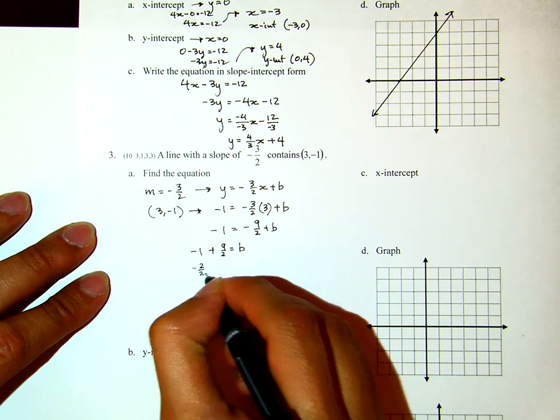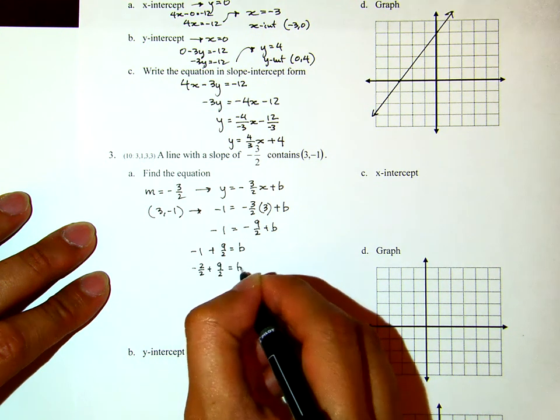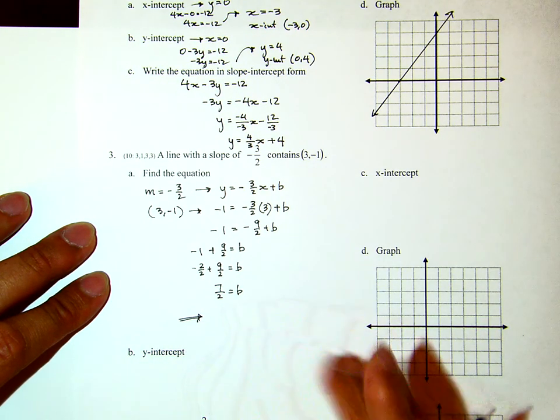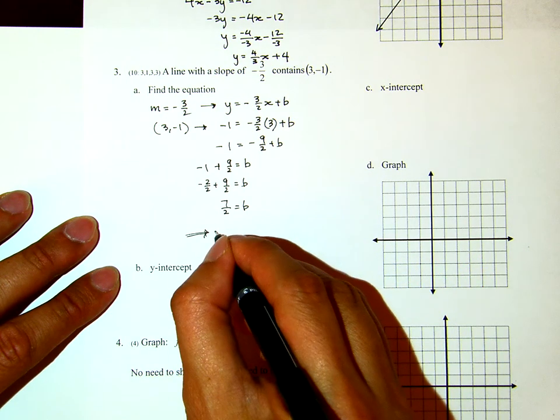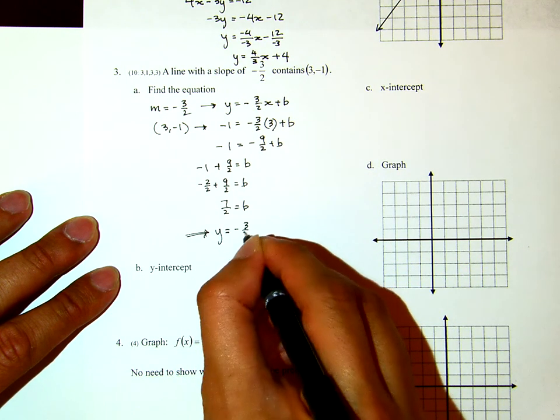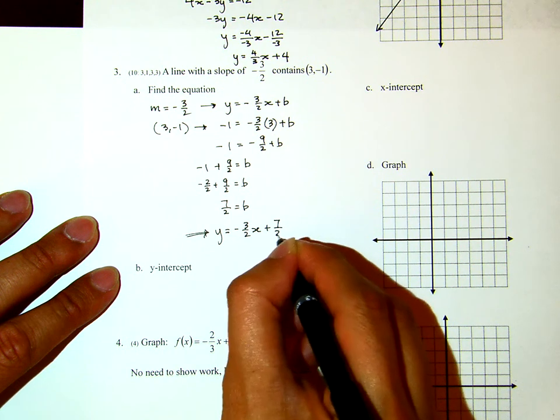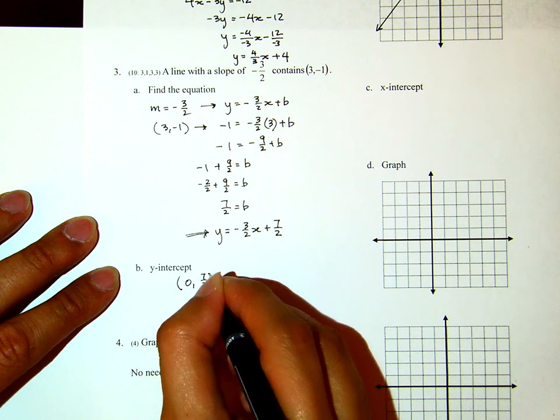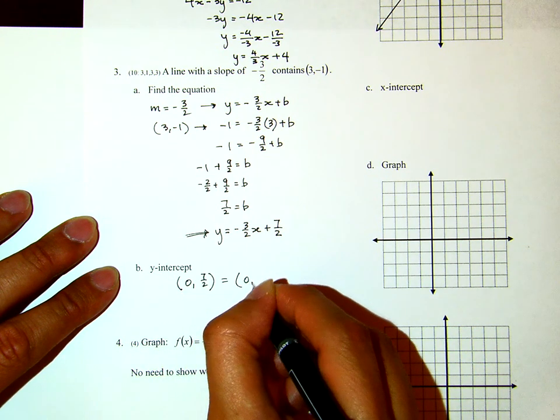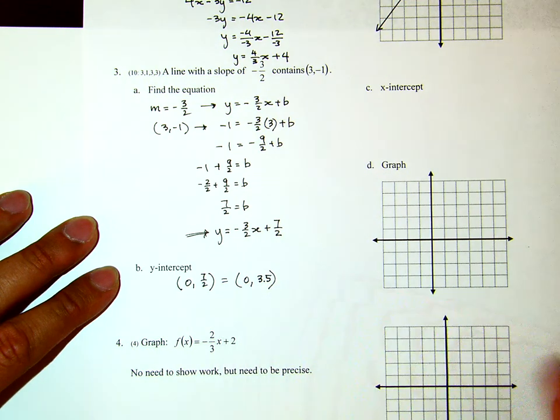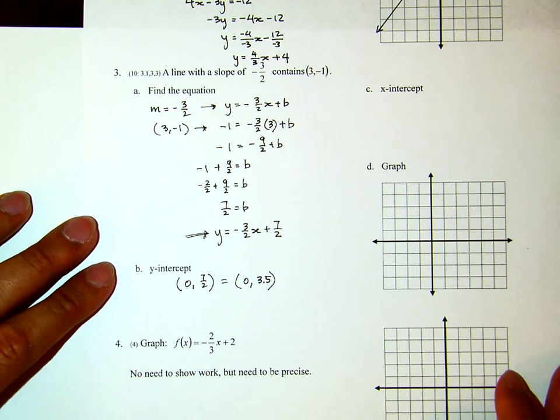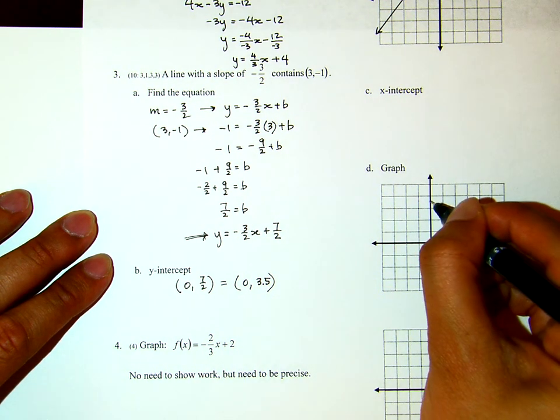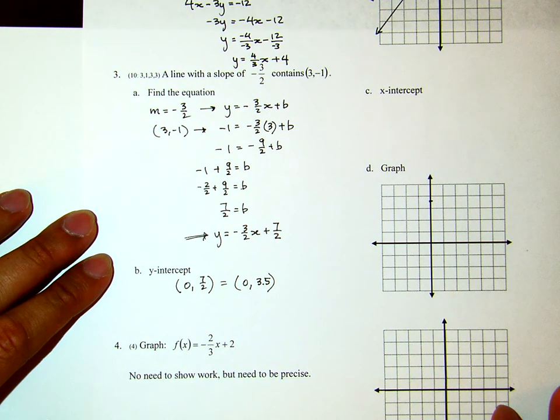That's negative 2 over 2 plus 9 over 2 equals b. 7 over 2 equals b. In other words, the equation of the line is given by y equals negative 3 over 2x plus 7 over 2. Now from there we can tell right away that the y-intercept is 0, 7 over 2, or you can also say this is 0, 3.5 if you want to make it into decimal. In the graph you will see that this is 0, 3.5, somewhere around here. That's for the y-intercept.